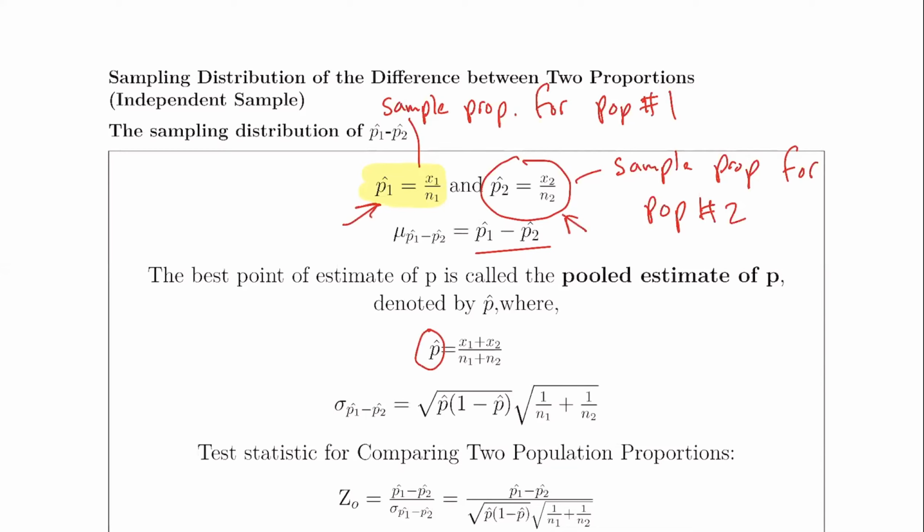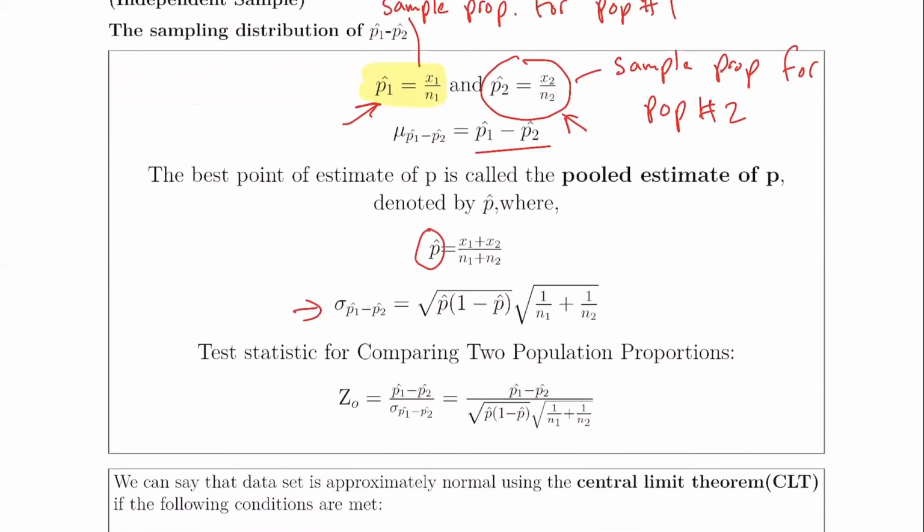Then, with that p hat, we're going to find the standard error, which is over here. The standard error is equal to the square root of p hat times 1 minus p hat, multiplied by the square root of 1 divided by n1 plus 1 divided by n2. And lastly, we get the test statistic by taking p hat 1 minus p hat 2 divided by our standard error. That's how we get the z value. So it shouldn't be that bad.